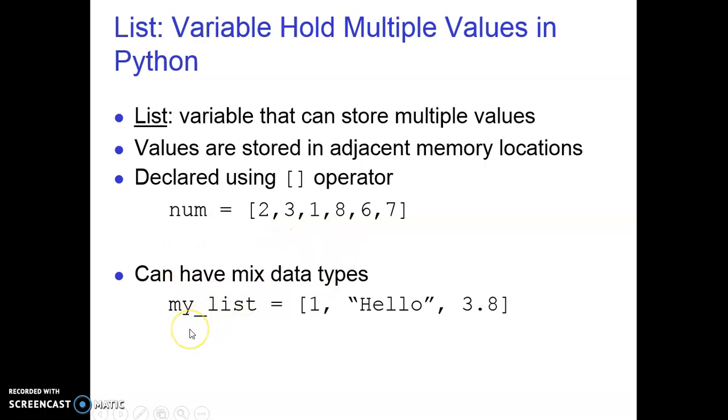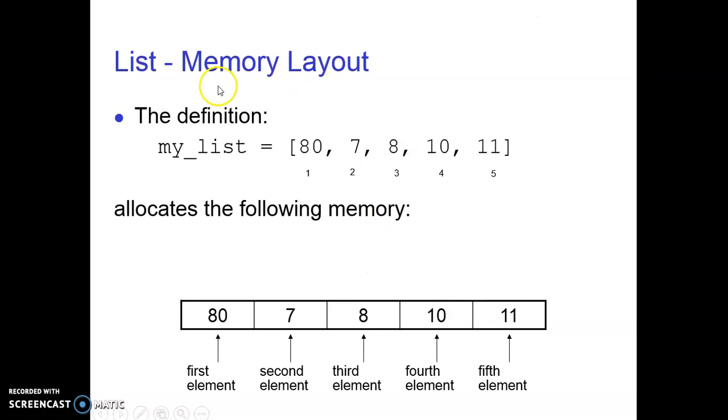You can declare my list. Okay, for example, in my list here you can declare one integer, and then you can declare a string literal and a floating number. So for the memory layout, you can see the definition of my list: 87, 8, 10 and 11.